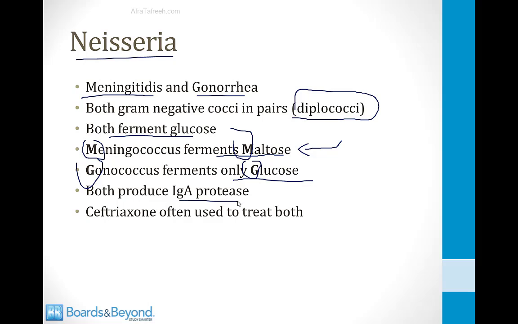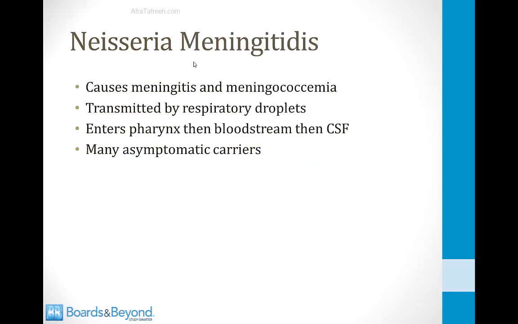And one thing that's very high yield to remember is that ceftriaxone, which is a third-generation cephalosporin, is often used to treat both. Neisseria meningitidis causes meningitis and meningococcemia, which is a bloodstream infection with this bug, and it's easy to remember it causes meningitis because that's in the name. It's transmitted by respiratory droplets, so if someone has a virulent strain of meningitis in their mouth, they can breathe that out in respiratory droplets and infect someone else. When Neisseria enters your body, it enters the pharynx, and then it goes to the bloodstream, and then it goes to the CSF, which is how you get meningitis.